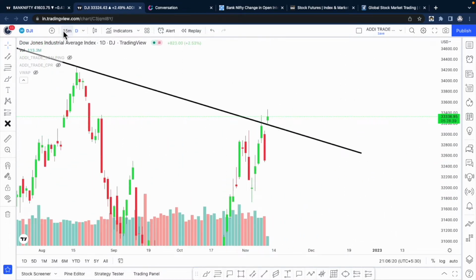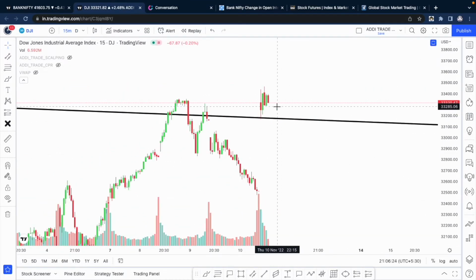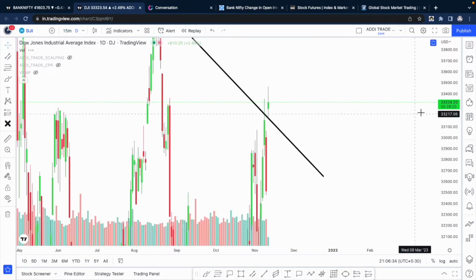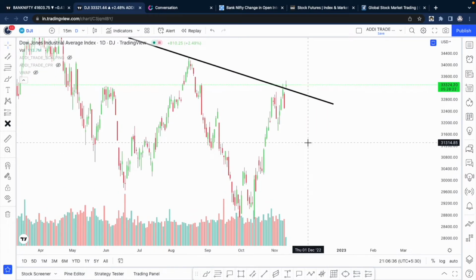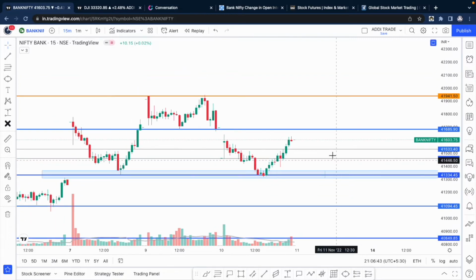If you look at the 15-minute chart, some selling pressure is there. We'll have to see if the gap fills and we come further down, or the gap holds and we go up. The US market just opened, and only about an hour is done, so we'll have to wait and watch. It will be difficult to predict whether we're going to get a very big gap up or a gap down tomorrow. So before we see the gap up or gap down, we'll just mark a few levels.